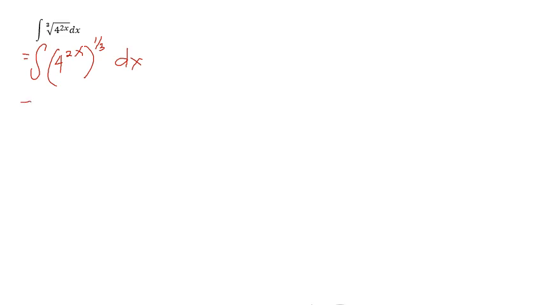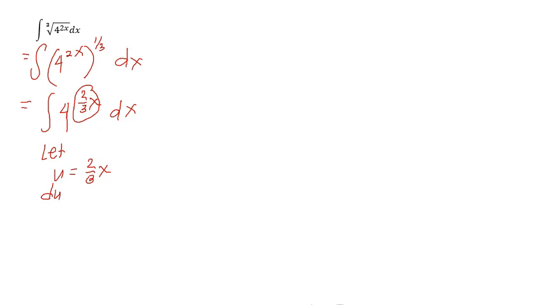Now, we do have the exponential form, so we need to apply the law of exponents. We have the integration of 4 raised to 2x, and then we have 1/3, so we just simply multiply it. We have 2 all over 3x, right? That's the exponent, dx. Now, if we let this one be our u, let u equal 2x all over 3.